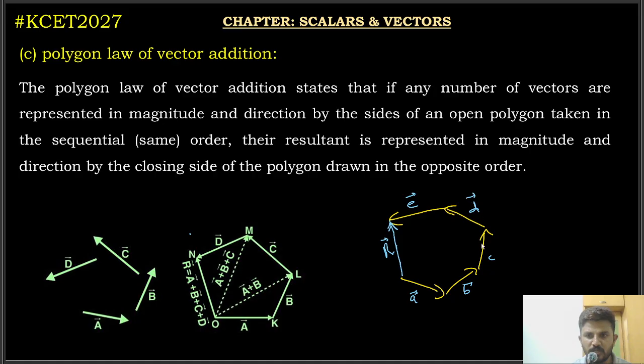That is called Polygon law of vector addition. That is, the Polygon law of vector addition states that if any number of vectors are represented in magnitude and direction by the sides of an open polygon taken in the sequential order, the resultant is represented in magnitude and direction by the closing side of the polygon drawn in the opposite order. Okay, this is called Polygon law of vector addition.